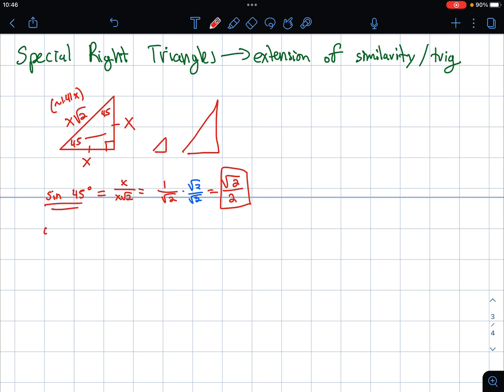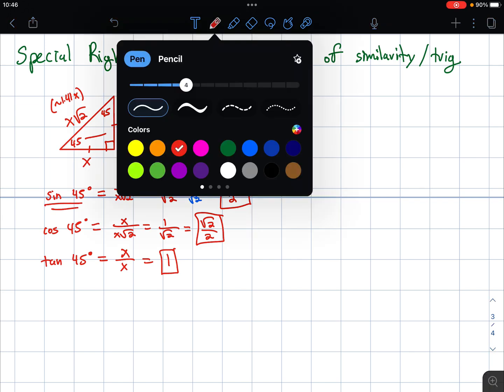We would also have cosine of 45 is the same thing, because the opposite and adjacent are both x. So I get x over x root 2 equals 1 over root 2 equals root 2 over 2. Tan of 45 degrees would be equal to the opposite over the adjacent, which is x over x, which is just 1. So that's actually very useful. But the important thing to realize is this special right triangle that you probably have some familiarity with is just an extension of similarity and trig.